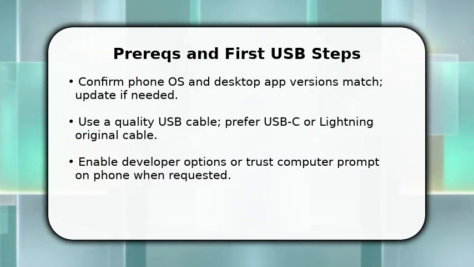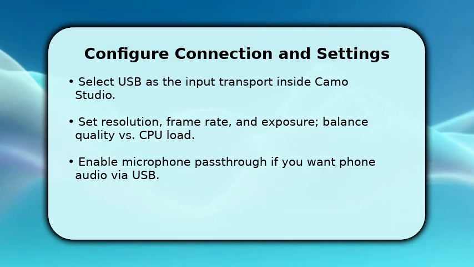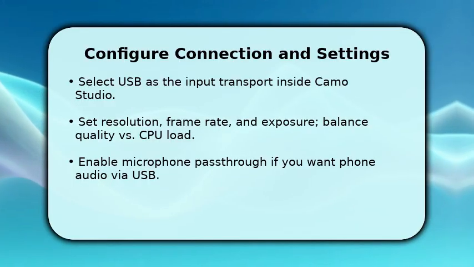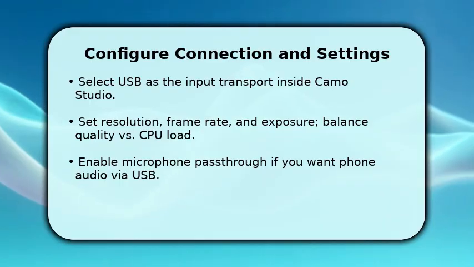Now configure the live connection. In Camo Studio, choose the USB transport option so the phone streams directly. You'll adjust resolution and frame rate. Higher settings improve image but increase CPU and USB throughput, so balance them based on your machine.